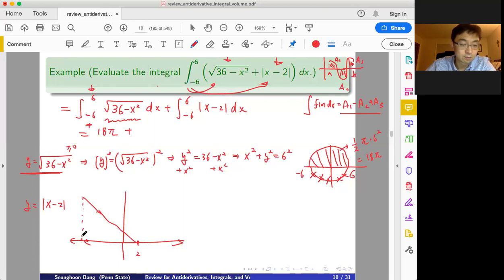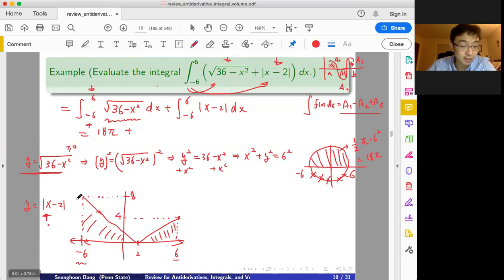So we have from negative 6 to 6. To find this area, you can find the function value. What's the function value? You plug negative 6 into here. The absolute value of negative 6 minus 2 is the absolute value of minus 8, which is positive 8. So here, you plug 6 into x. The absolute value of 6 minus 2 is 4. We have 4.